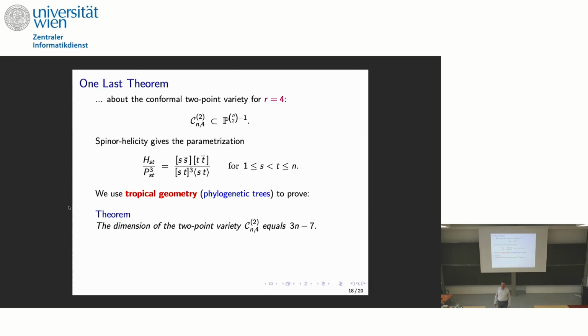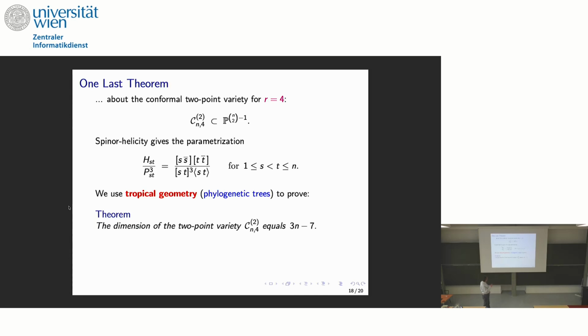My favorite slide is also the last theorem of this talk. Let's look at the conformal two-point variety for R equals 4. R equals 4 is cosmology for flatlanders. So flatlanders at the time of the Big Bang. Well, it turns out that from the spinor helicity parametrization that we saw at the third level, we now get a very nice parametrization at the highest level.